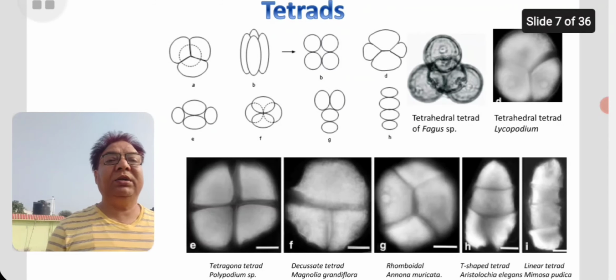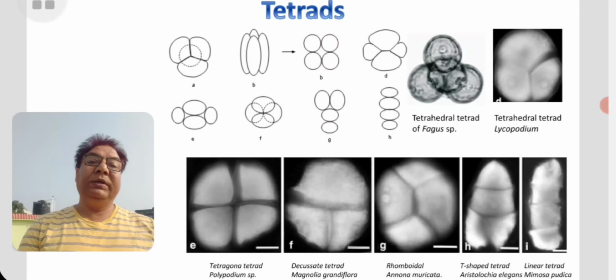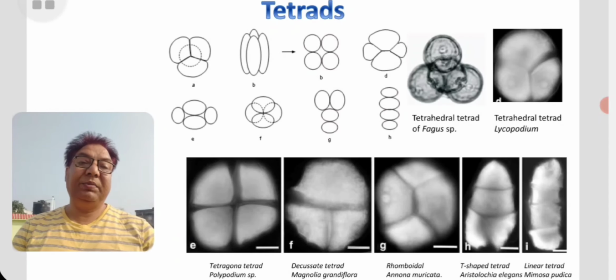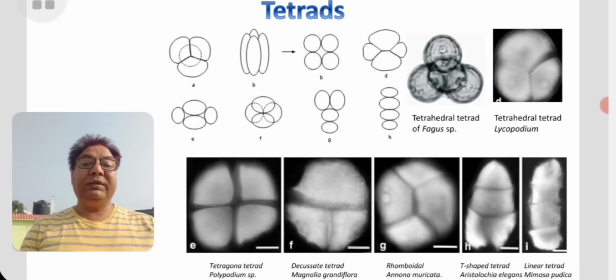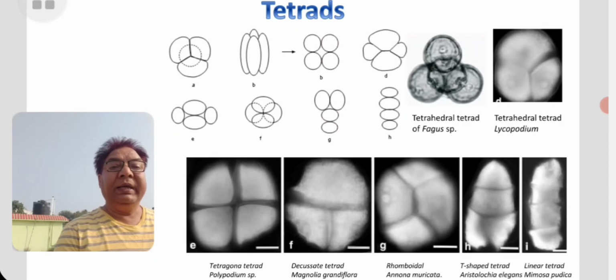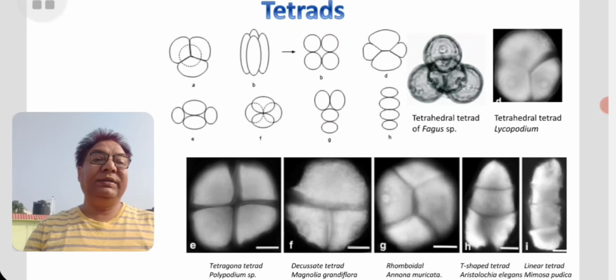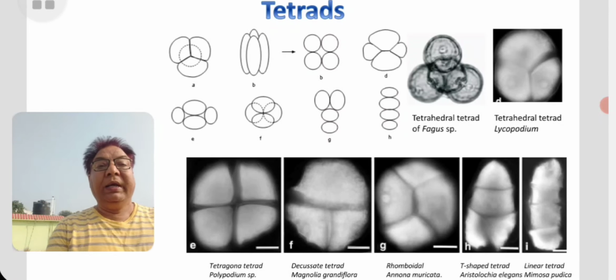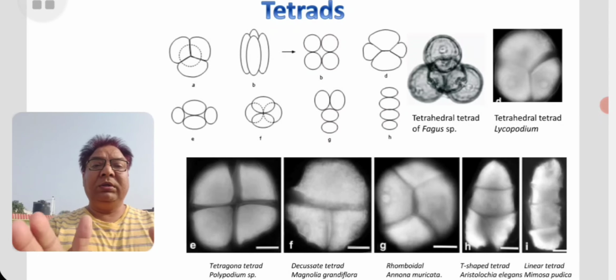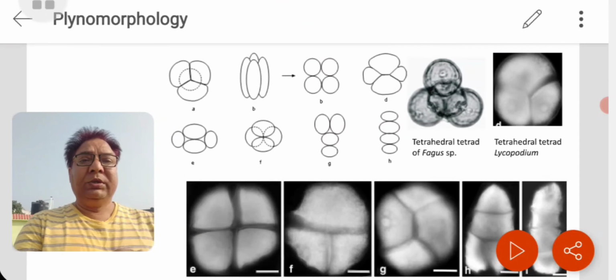Like the tetrahedral you get in Fagus, and also in pteridophytes like Lycopodium and Selaginella. Then you get the tetragonal arrangement in Polypodium ferns. You get decussate arrangement in Magnolia grandiflora, rhomboidal arrangement in Annona muricata, T-shaped in Aristolochia elegans, and linear arrangement in Mimosa pudica. In Aristolochia elegans, in fact, all these types of arrangements have been found. So let me stop here.